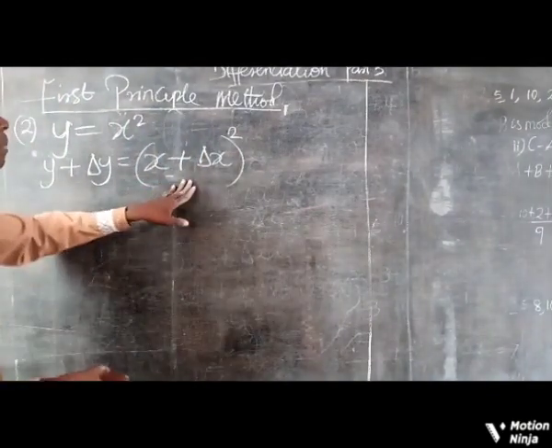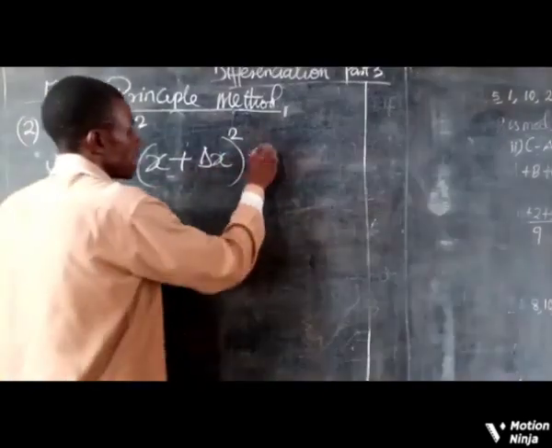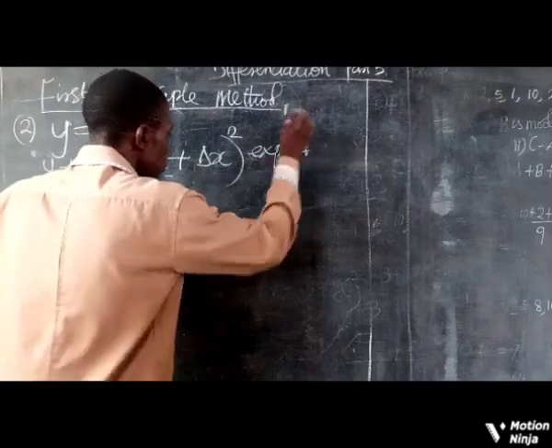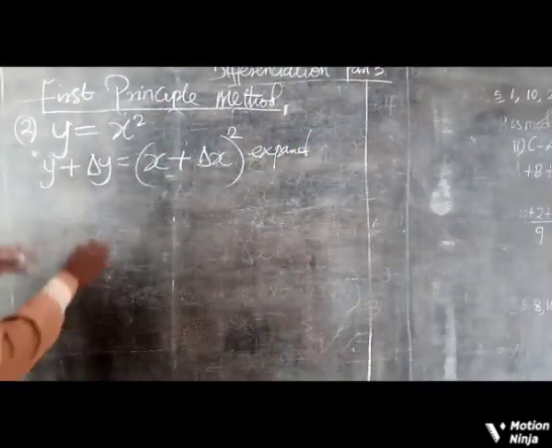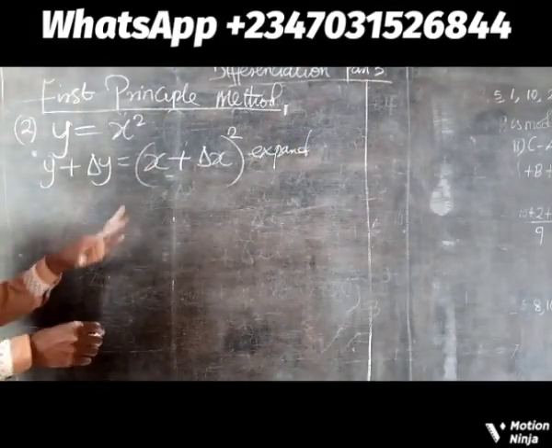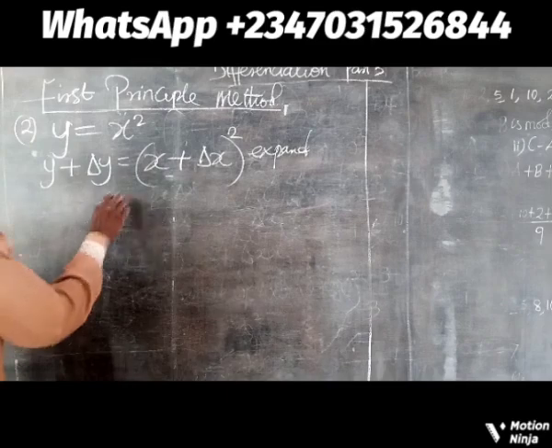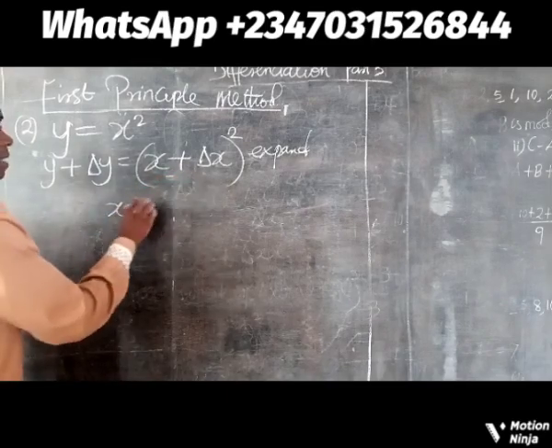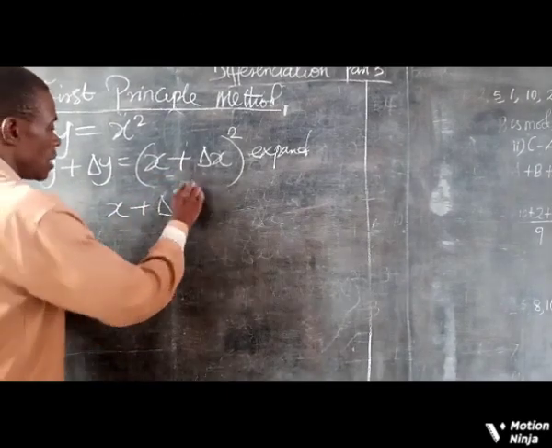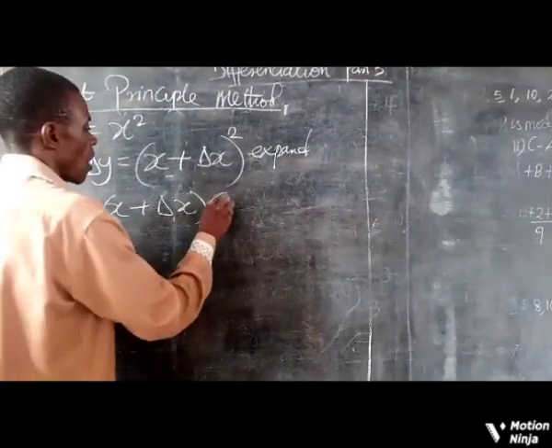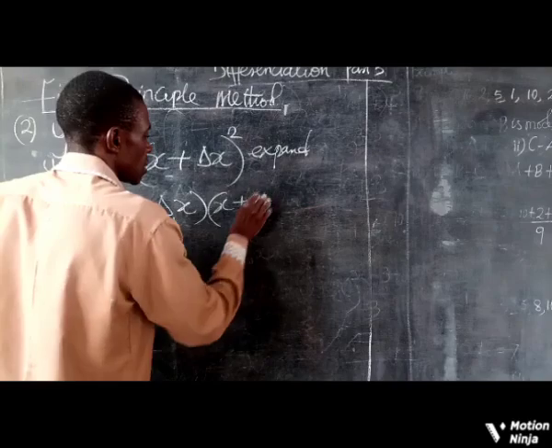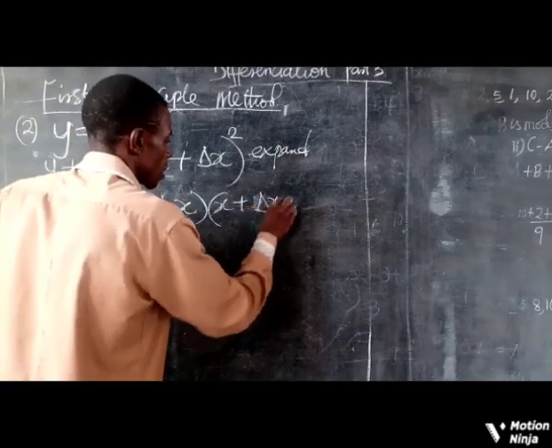Once we are done, we'll expand this bracket. Let's expand this thing first. These are normal algebraic or normal binomial principles. This is double of this. We'll have x plus change in x, and then we'll have x plus change in x.